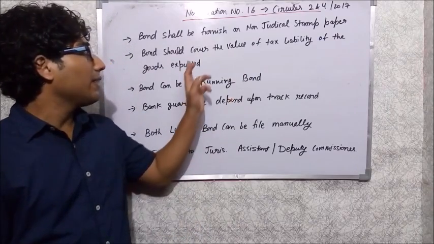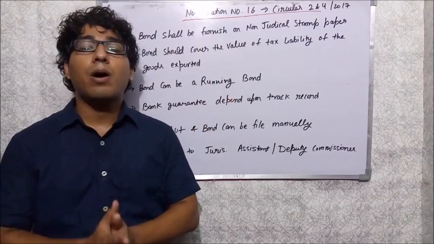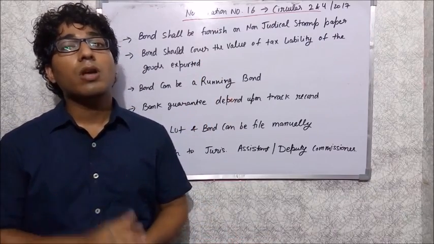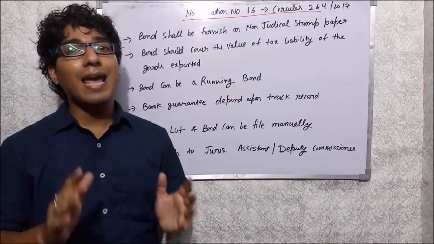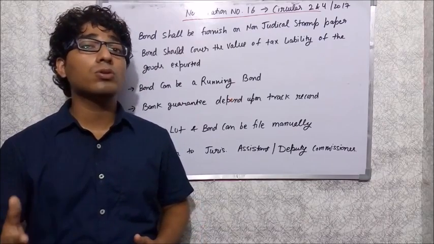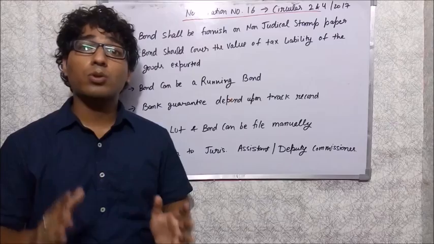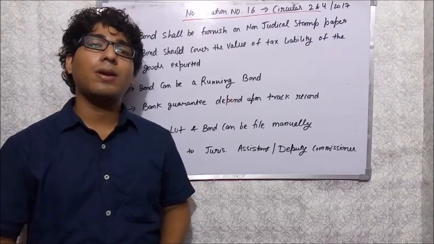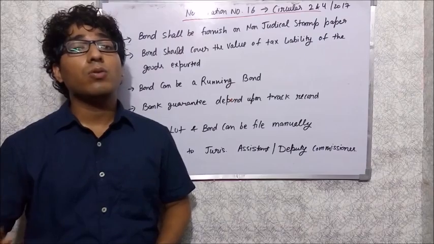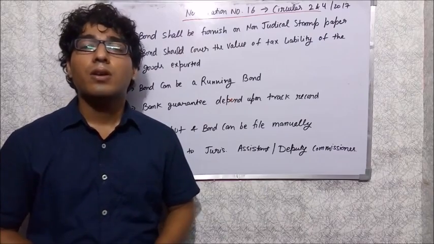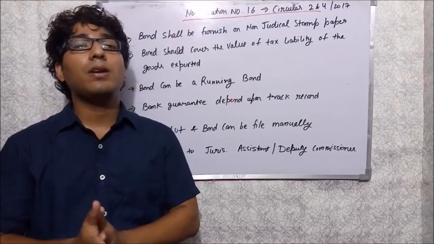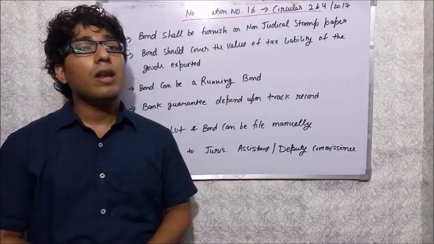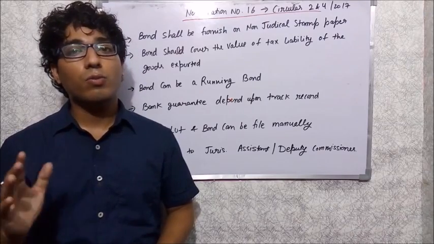First point is that, and then the bond should cover the amount. Now the second question is, what exactly should be the amount of the bond? The bond amount should be the tax liability on the export of goods or services. Suppose you are exporting goods worth 1 crore rupees, and the tax liability on those exported goods is 20 lakh rupees. So we should furnish a bond of value 20 lakh rupees.